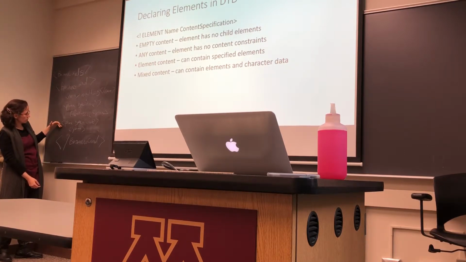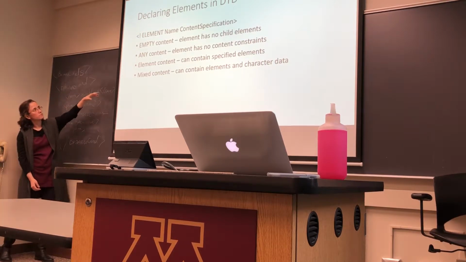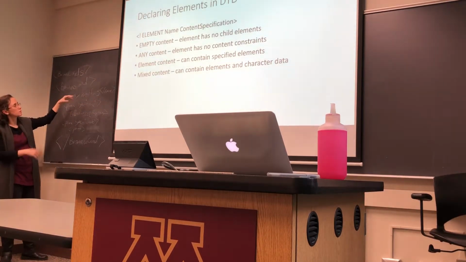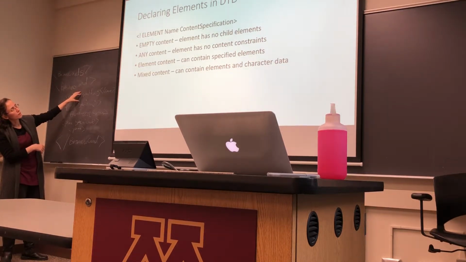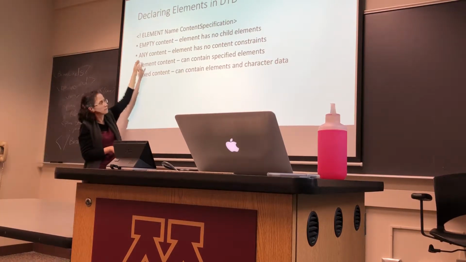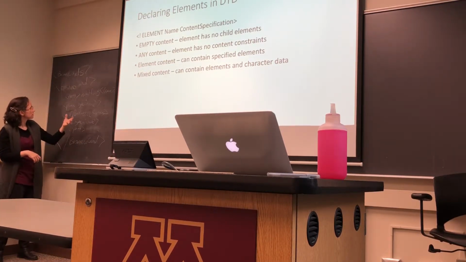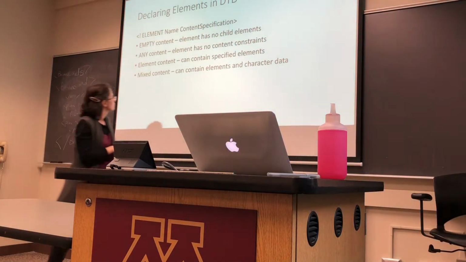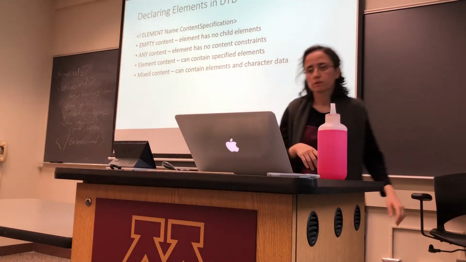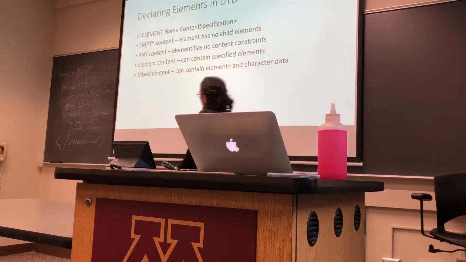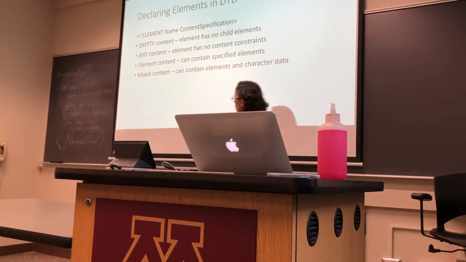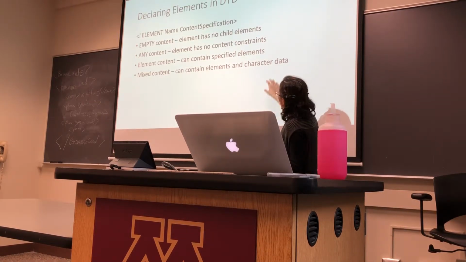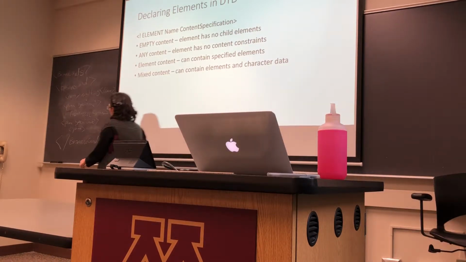But for example, the name tag does not have element content. So in my DTD, for the element name, the content specification I could say is ANY. It can have anything; I don't have restrictions on name. And then, if we want a mixed thing, it can have both elements and character data. So what do you mean by character data? What do you mean by elements?